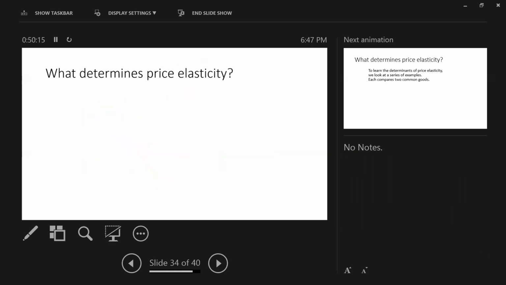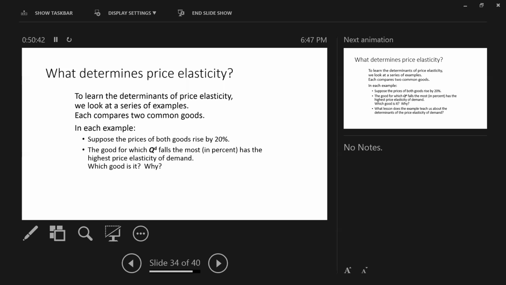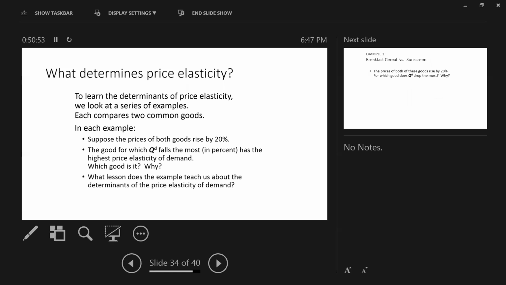One thing we didn't really get into in class was thinking about the determinants of price elasticity, which I'm sure you've seen in the readings as you've gone through. But I wanted to go through a few examples to wrap things up, in thinking about the determinants of price elasticity. In doing so, we're going to think about examples that compare two common goods. In each example, we're going to think about the price of both goods going up, and then which of the two goods would have the largest drop-off in terms of the quantity demanded.